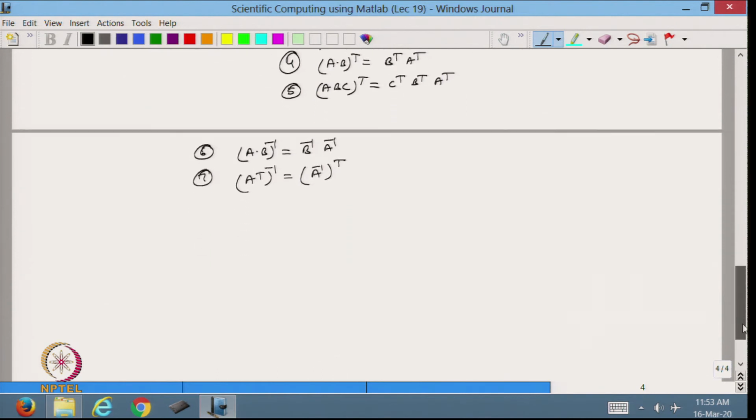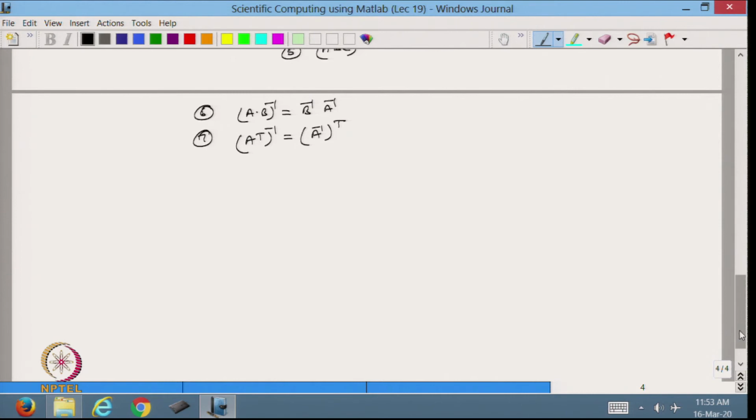Now, we start with the main course, and that will deal starting with the elementary operations, elementary transformations.